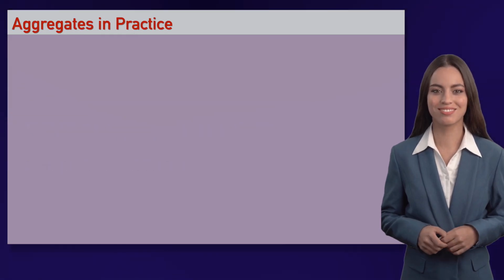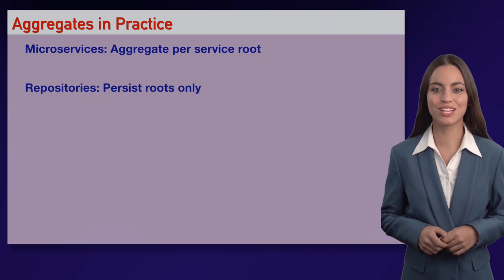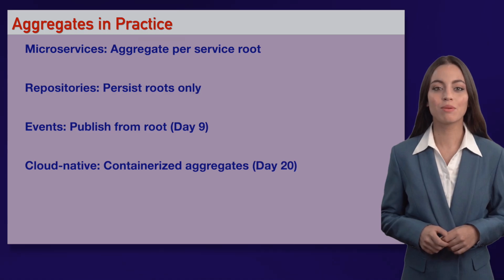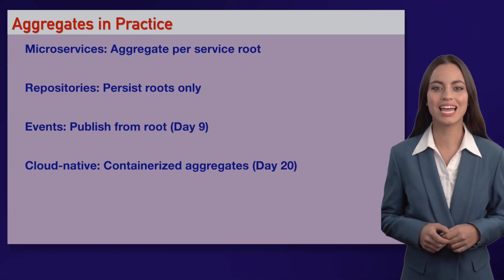Aggregates in practice. In Day 7 microservices, each service typically manages one or a few aggregates with the root as entry. Repositories persist only the aggregate root, hiding internals. Publish domain events from the root for integration with Day 9 pub/sub. In Day 20 cloud native, containerize aggregates for independent deployment and scaling.